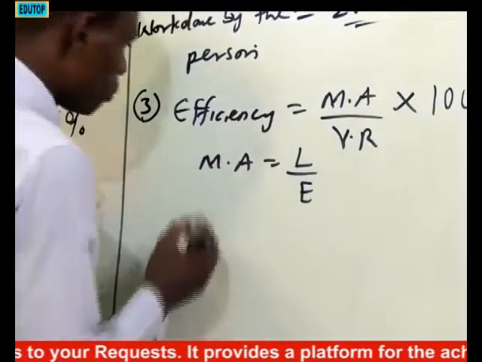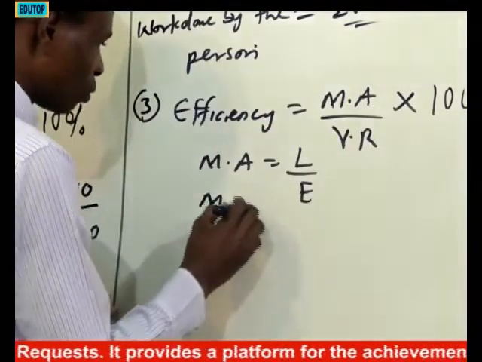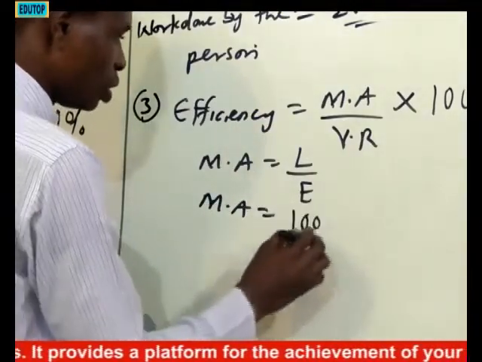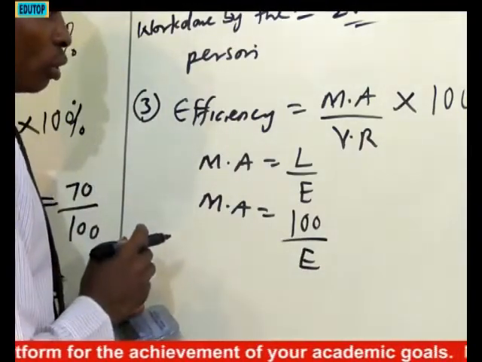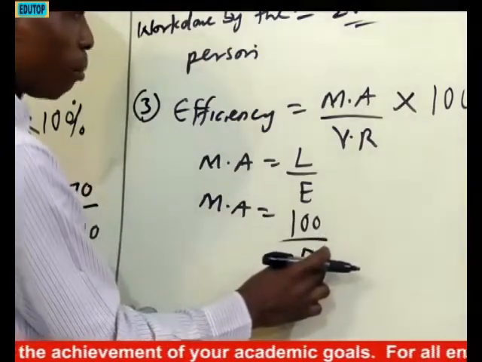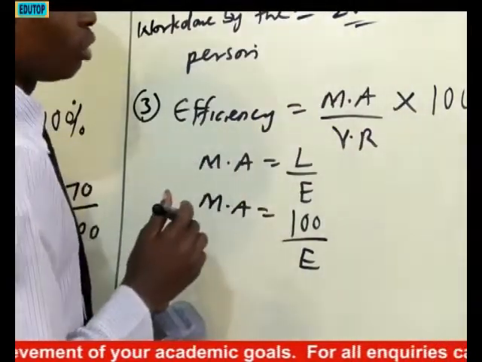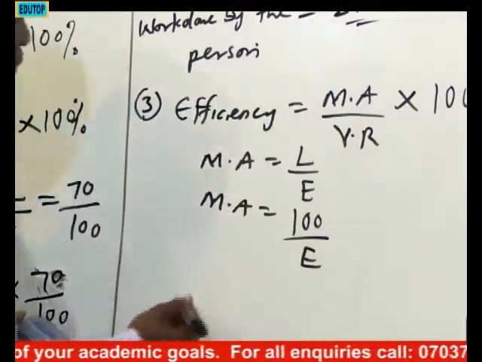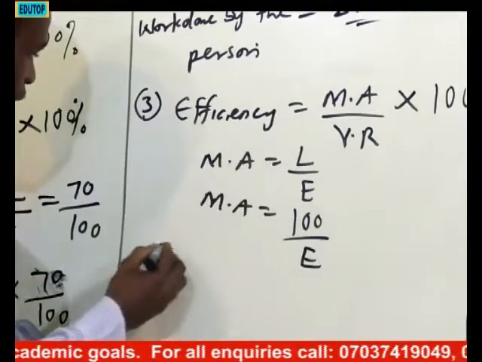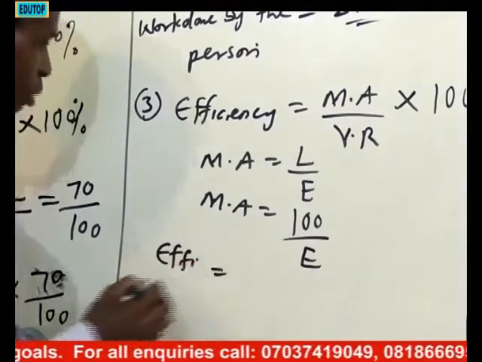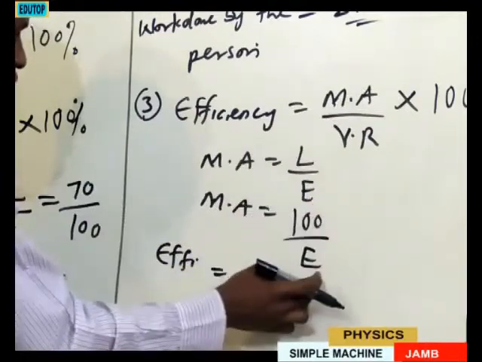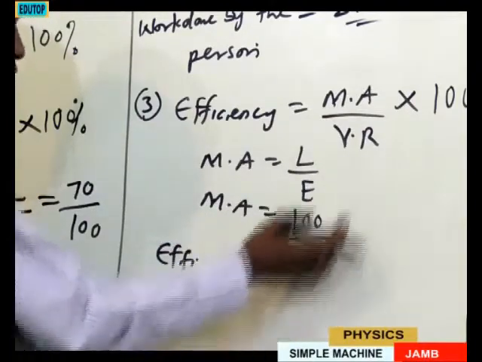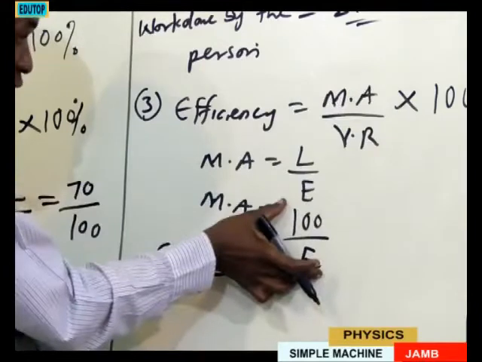Okay, let's put it there. Mechanical advantage is 1000 over E, which is your effort. Let's put this one into this equation. The efficiency will now be equal to mechanical advantage, which is load over effort, and for MA we have this. So instead of having mechanical advantage, we are going to put this one instead of this.